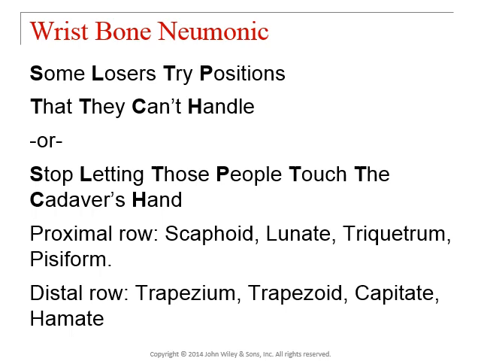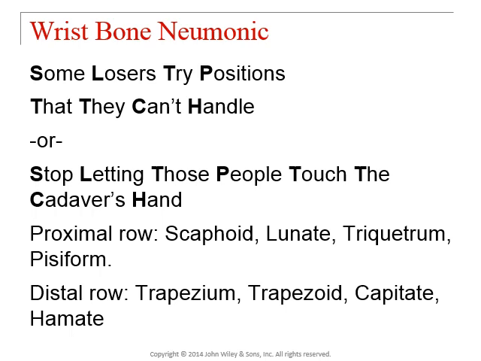The first 4 words give you the proximal row. The last word gives you the distal row. Either one works fine. Whichever one works better for you, or if you want to come up with your own, that's fine as well. So very similar, the way I remember it, "some losers try positions": the scaphoid, lunate, triquetrum, and the pisiform are in the proximal row. In the distal row, "that they can't handle," the way I always remember it very simply is the trapezium, the trapezoid, because they're both trapped together. The trapezium is going to be first in the alphabet, followed by the trapezoid, then the capitate, and the hamate.